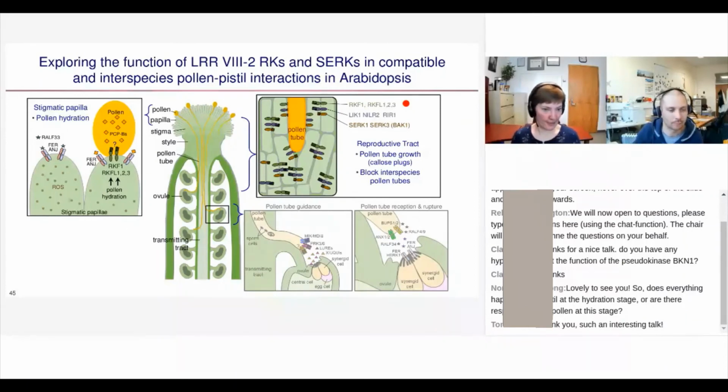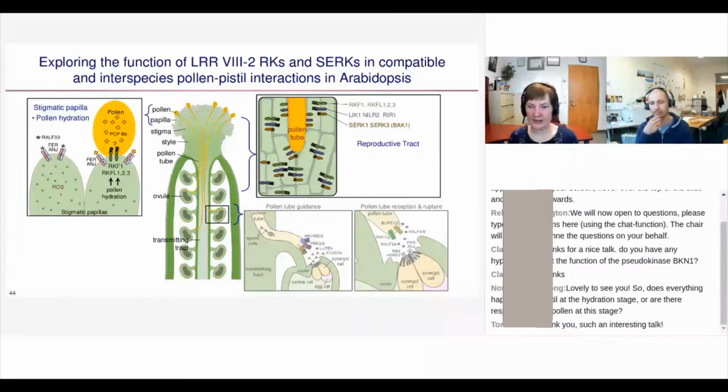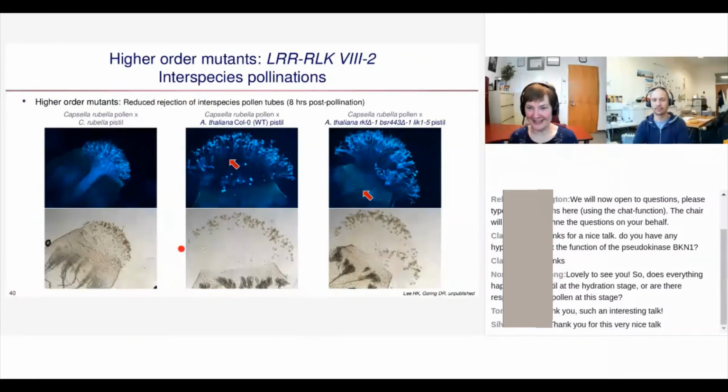Okay, there's a question from Noni Franklin-Tong. Does everything happen in the pistil at the hydration stage, or are there responses in the pollen at this stage? Certainly people are starting to find mutants on the pollen side that affect these early stages as well. But I think that overcoming the hydration step is not enough. As in this example of interspecies pollination, and we've also tested Eutrema salsugineum, these related species are able to hydrate, so they're clearly able to overcome that initial step, and now the pollen tubes are being blocked. So there are additional players involved in regulating these steps. I don't know, Noni, if that answered your question or not.